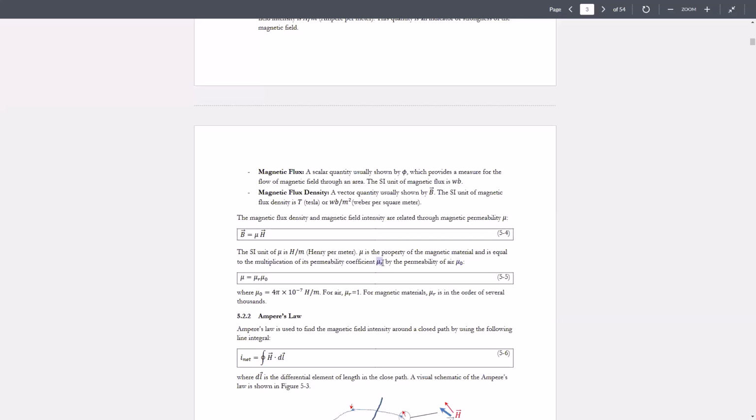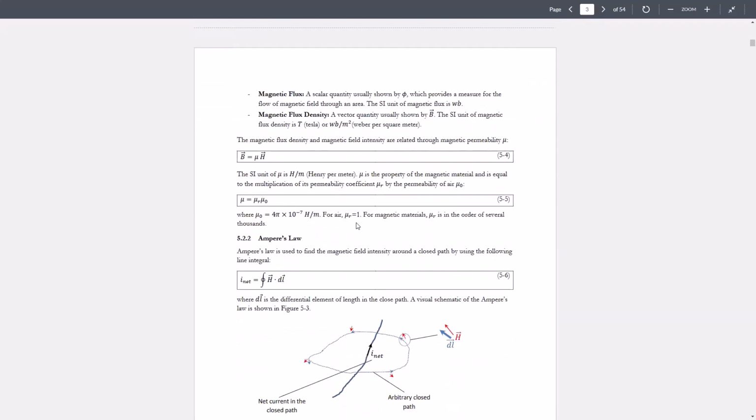How does it show? By mu r. How much could mu r be? In the amount of a few thousand. So magnetic fields are more likely to go through the magnetic material, a few thousand times stronger than inside the open air, when there is a magnetic field in some area. If that makes sense. So for the open air, mu r is equal to 1. For magnetic materials it is on the order of several thousand.